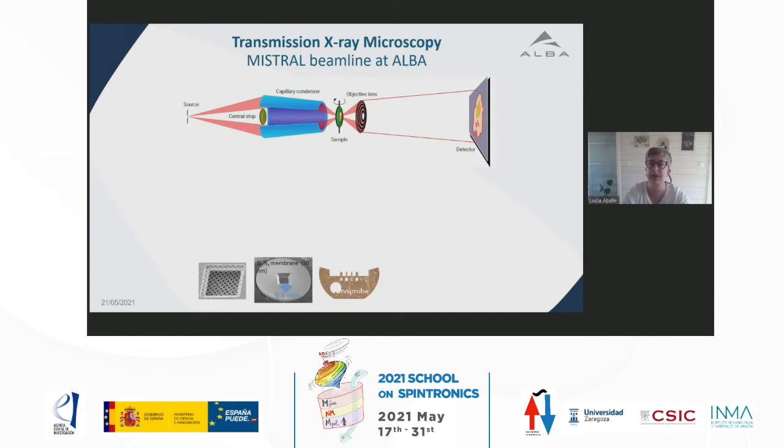Okay, this is the setup in the TXM at ALBA. The focusing lens is a condenser, and the objective lens is a zone plate, as I have shown before. And the sample is also on a high precision rotation stage specific for tomography. It was not designed for magnetic tomography, it was designed for biology, for cryotomography of cells, but we have been using it for magnetism also.